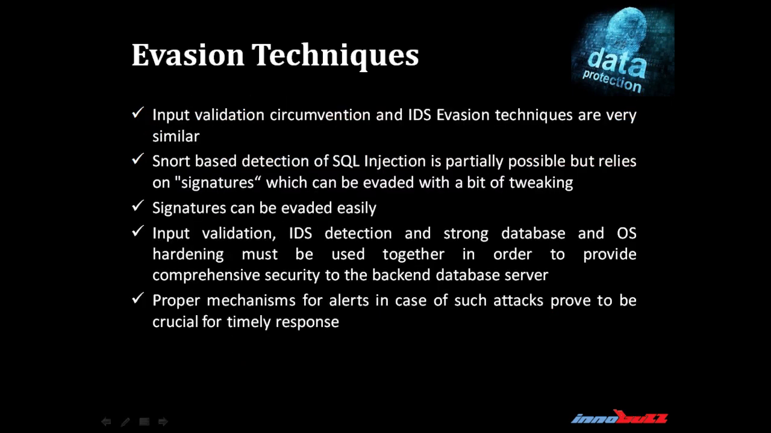In this slide, we shall understand what evasion techniques can be applied. Both IDS and input validation circumvention are very similar. Snort-based detection of SQL injection is partially possible but relies on signatures, which can be evaded with a bit of tweaking. We will use different techniques to change the expected input and bypass the signatures completely. IDS or IPS should never be used alone to protect applications from SQL injection vulnerabilities. It should be implemented as an alerting mechanism.